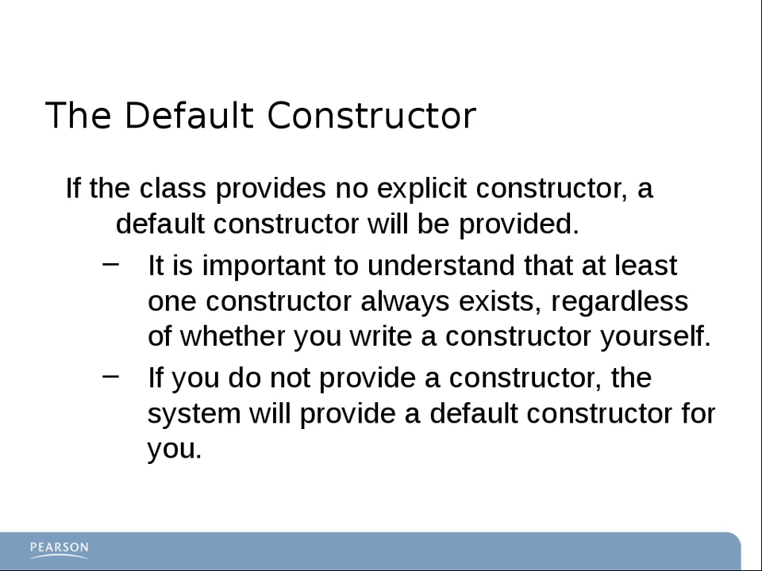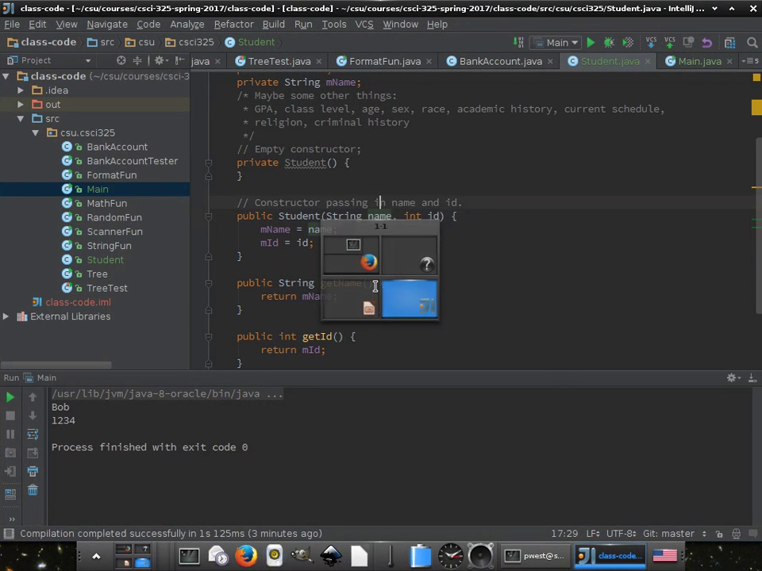Default constructor. You don't actually have to write a default constructor. If you don't write one, a public one is provided by default. So if you want to make it private, you have to explicitly make it private.